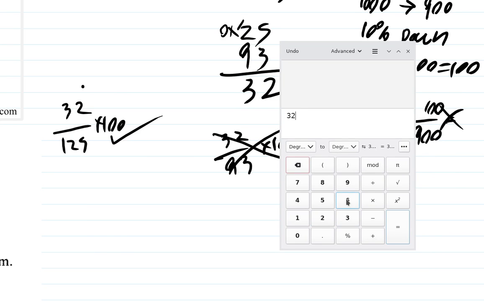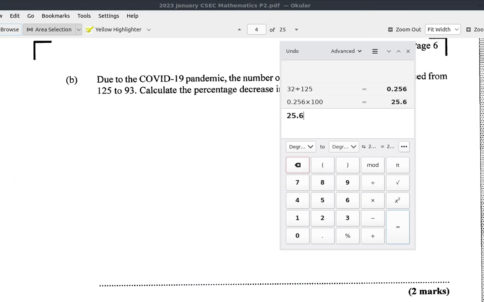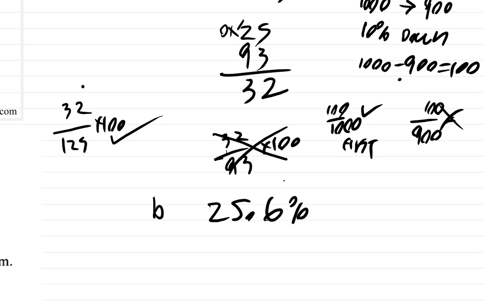32 divided by 125 equals, and then times 100 equals 25.6%. So what you have here is 25.6%. So that is for part B, right? That's question 1B, 25.6% you have.